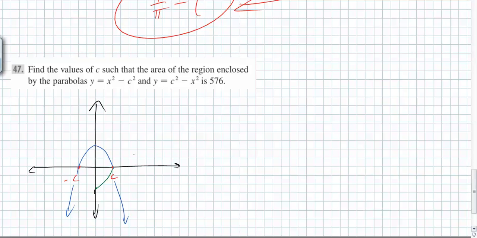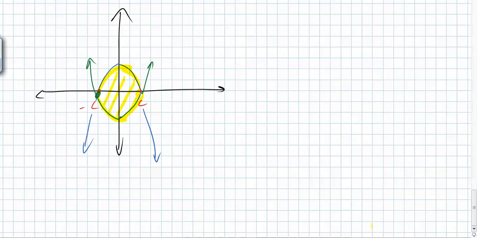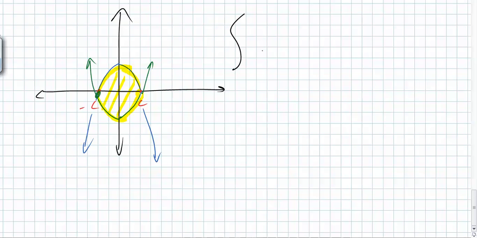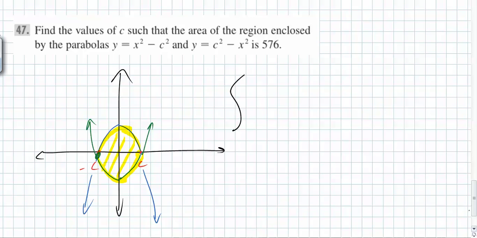And I just zoomed out again. So there's your enclosed region. So you write an integral. Is it going to be in terms of X or Y? X. Is the upper one the blue one or the green one? Blue. So what are you integrating from and to?